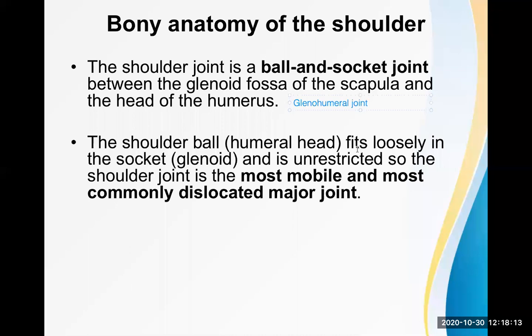The shoulder ball or humeral head fits loosely in the socket called glenoid cavity. And this socket is quite shallow. It is not a deep socket or a deep cavity. That's why shoulder joint is the most movable or mobile joint in our body. But at the same time, because of very loose fitting or because of shallow glenoid, it is the most commonly dislocated joint as well. So we often say, shoulder joint enjoys mobility at the expense of stability. It is a very freely mobile joint, but it is not a very stable type of joint.